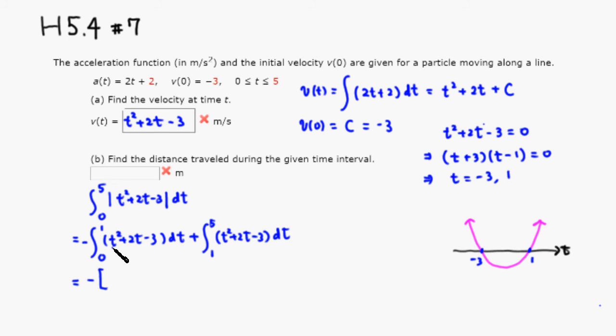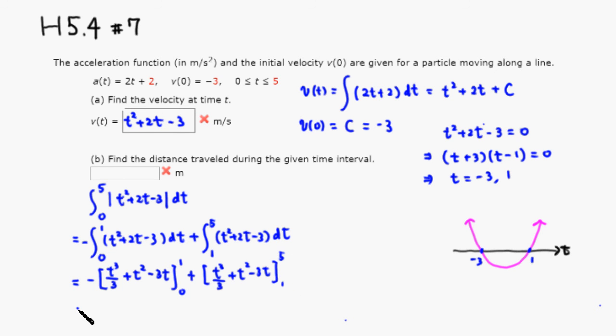The antiderivative of this is t cubed over 3. The antiderivative of 2t would be t squared. The antiderivative of negative 3 is negative 3t. And then you're going from 0 to 1. The antiderivative for the second integral is exactly the same: t cubed over 3 plus t squared minus 3t, going from 1 to 5.